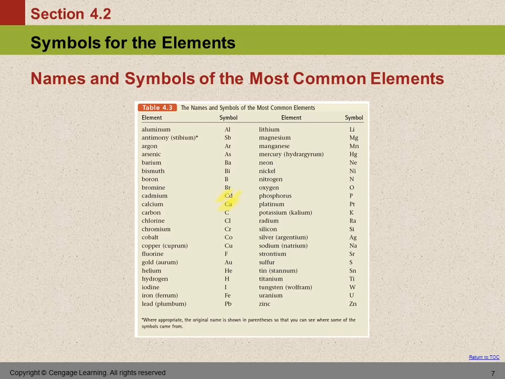Chlorine and chromium both start with Ch. So again, we went with the third letter, Cl and Cr. Cobalt and copper both start with Co. Cobalt got the Co. Copper is Cu from the Latin cuprum.